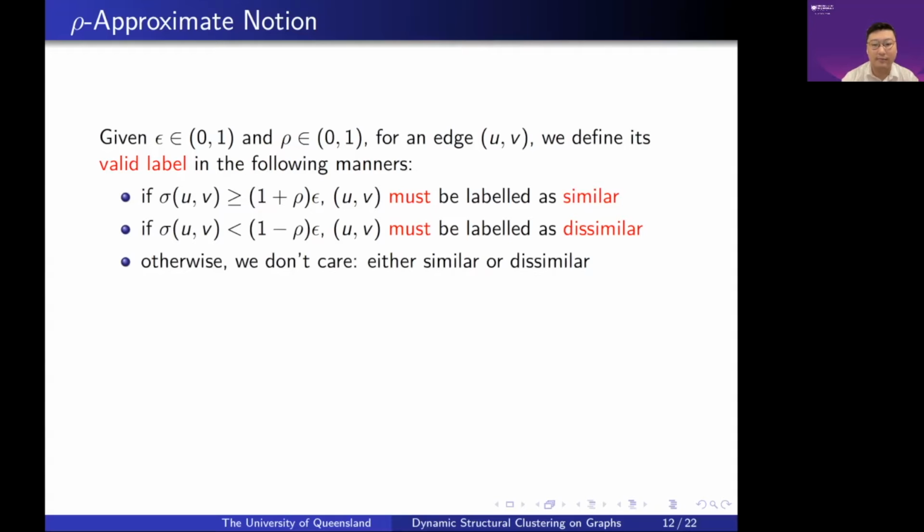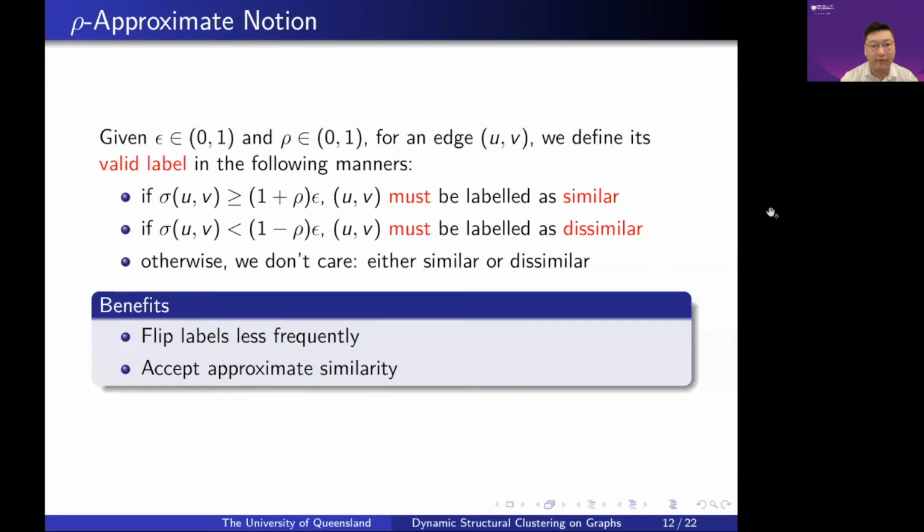They are all correct. What's the benefit of the rho-approximate notion? The first one is that we don't have to flip the labels of the affected edges as frequently as before. The second one is that we can use approximate similarity instead of the exact one in our problem.